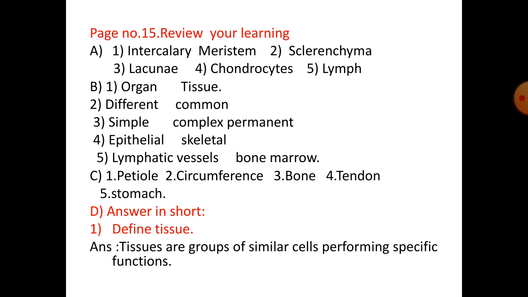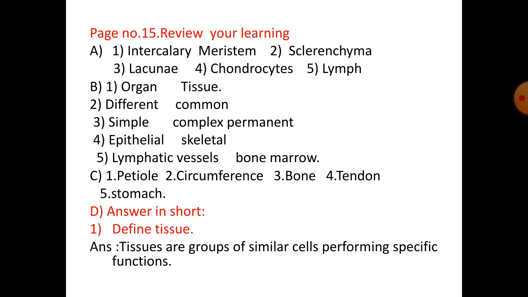Plant tissue composed of long, narrow and thick-walled dead cells. It will be sclerenchyma. Minute spaces in which bone cells are present, lacunae. Cartilage cells, chondrocytes. And straw-colored fluid surrounding the body cells, lymph.